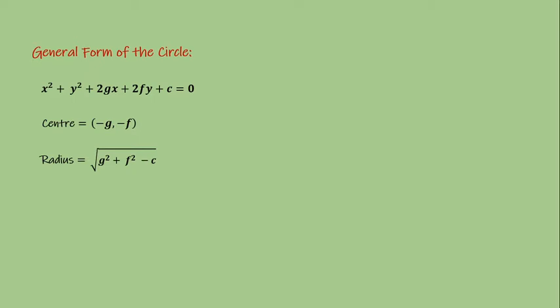Now this was the general form of the circle: x square plus y square plus 2gx plus 2fy plus c is 0. For such a circle, the center is minus g comma minus f and the radius is root of g square plus f square minus c.